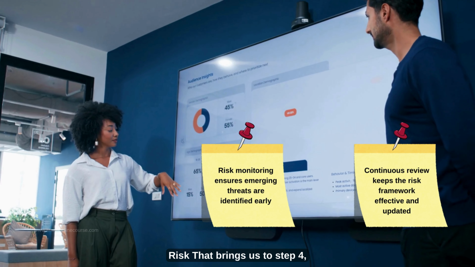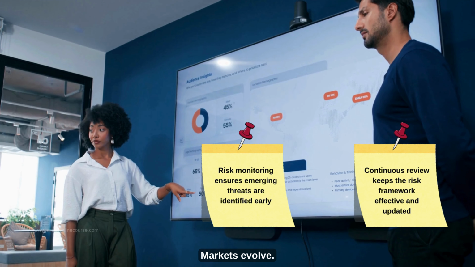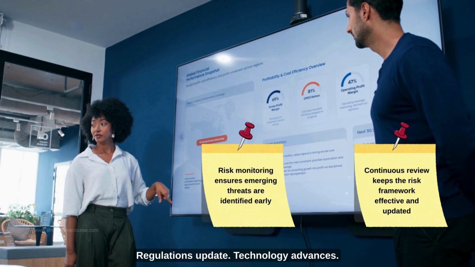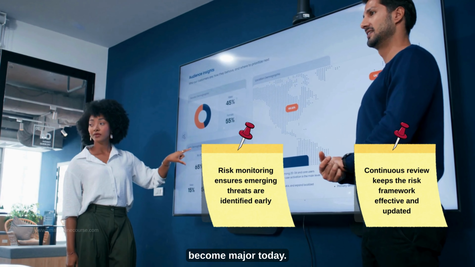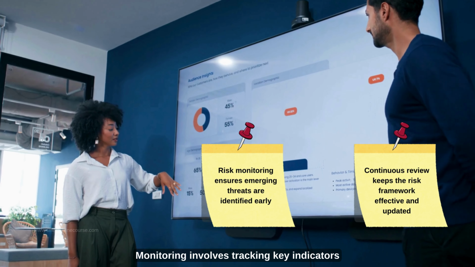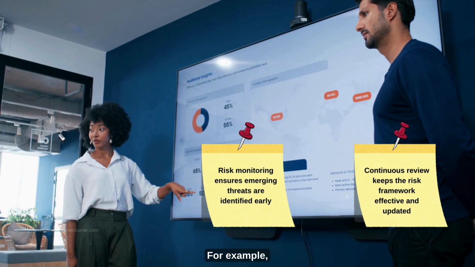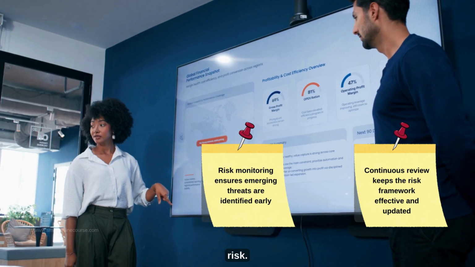That brings us to step 4, monitoring and review. Risks change. Markets evolve. Regulations update. Technology advances. A risk that was minor last year may become major today. Monitoring involves tracking key indicators and reviewing risk levels regularly. For example, rising loan defaults may signal increasing credit risk.